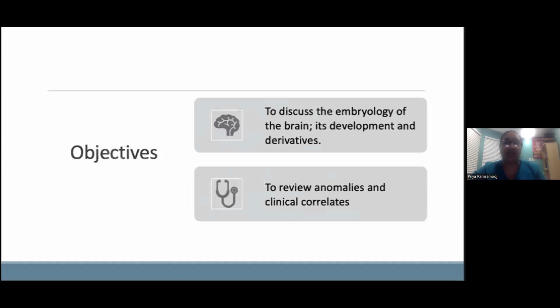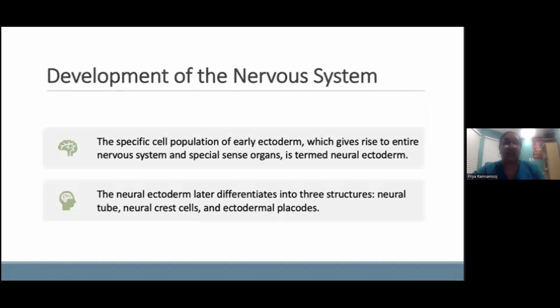So in essence, the objectives of tonight's presentation are to discuss the embryology of the brain, basically its development and its derivatives, as well as to review the anomalies and certain clinical correlates without going too much into detail. The study of the development of the nervous system helps us to understand its complex organization as well as the occurrence of various congenital anomalies.